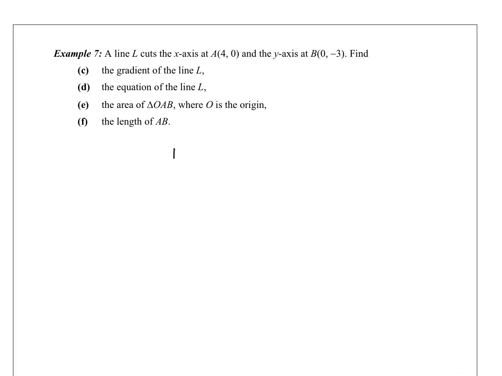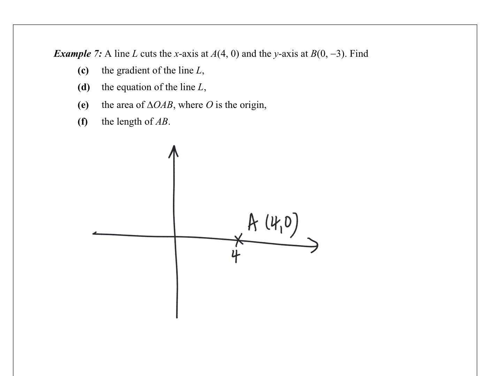Okay, it says the line L cuts the x-axis at (4, 0). So let's say this is A. This is (4, 0). Then it cuts the y-axis at (0, -3). So let's say it's here. This is B. So line L is actually like that. So this is my line L. So diagram-wise, this is how it looks.